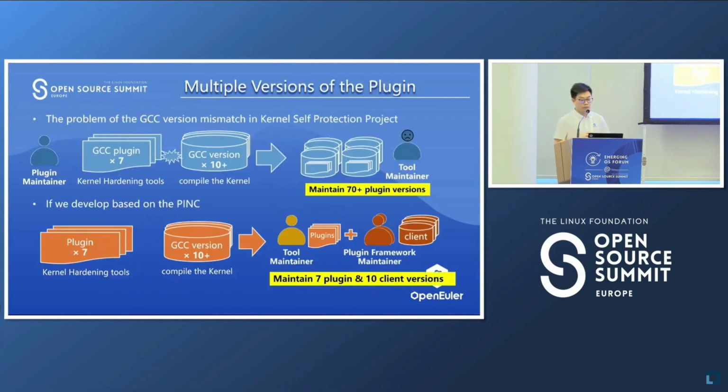So let's review the initial problem mentioned earlier. The compilation would fail when the GCC version used to compile the module was even slightly different from the one used to build the kernel. This causes plugin maintainers to spend a lot of energy maintaining the plugins for each GCC version. But if we develop based on Pink, because the plugin logic is decoupled from the compiler, the plugin maintainers only need to focus on maintaining their own plugin tools, and the plugin framework maintainers can support multiple versions of GCC based on the GCC client. So the division of labor is clear, the efficiency is higher, and the maintenance workload is greatly reduced.